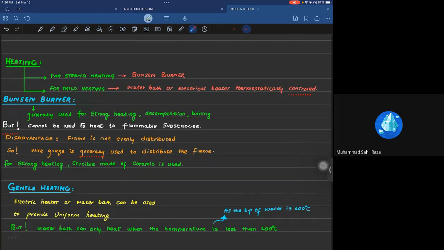But beaker and conical flask, they are not accurate. Beaker and conical flask, they are not accurate. These are common laboratory apparatus.